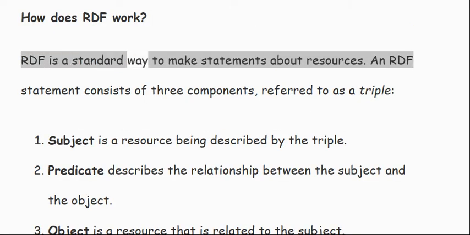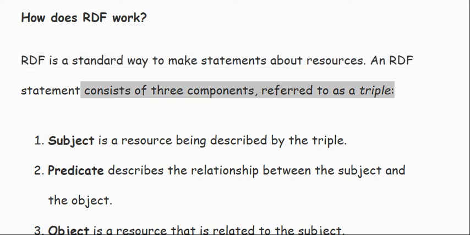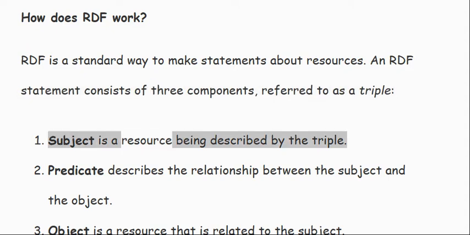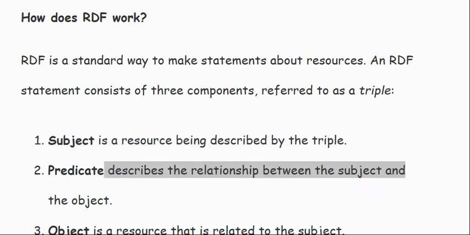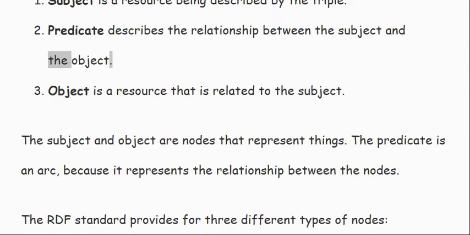How does RDF work? RDF is a standard way to make statements about resources. An RDF statement consists of three components, referred to as a triple. Subject is a resource being described by the triple. Predicate describes the relationship between the subject and the object. Object is a resource that is related to the subject.